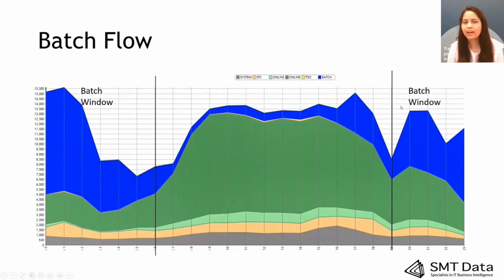I put in two black lines to show the online window and the batch window. Between the 6th and 19th hour, you can see the green area is very high, meaning online is occupying the time. That's the business hour. After the 19th hour, you can see the blue is starting. After the online, batch starts the work, and it will run the entire night. You can see between hours 0 and 1 or 2, it's going up to 15,000 MIPS, and then it reduces.